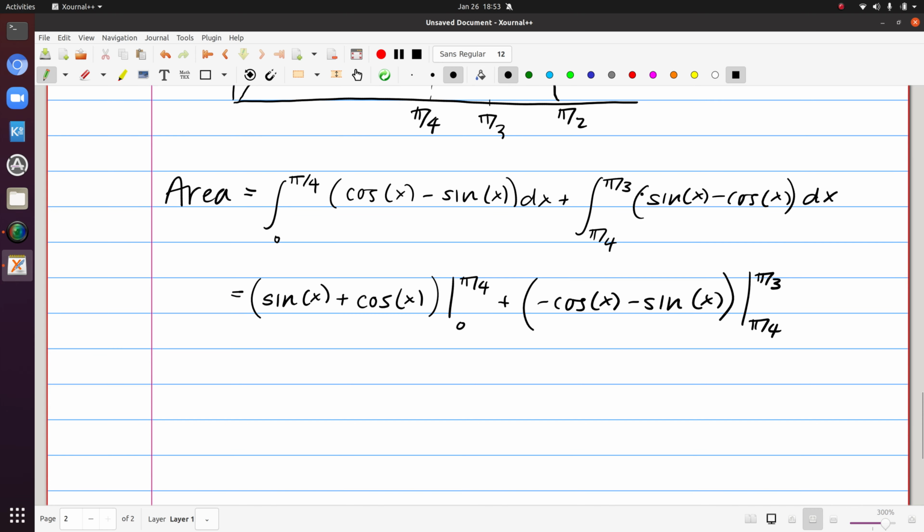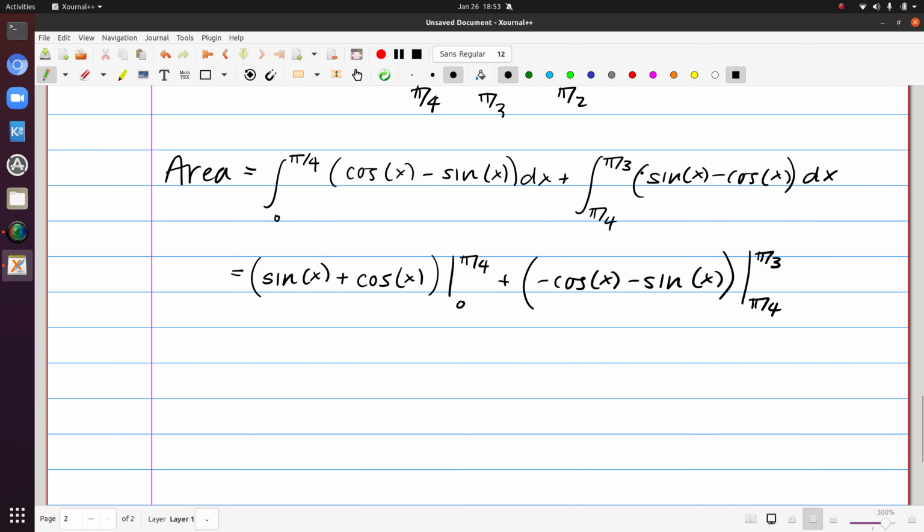Okay, so all of these are major angles. Both sine and cosine evaluate to 1 over root 2 when you plug in pi over 4. And we're subtracting what we get when we plug in 0. Sine of 0 is 0, cosine of 0 is 1. So that's the first integral.